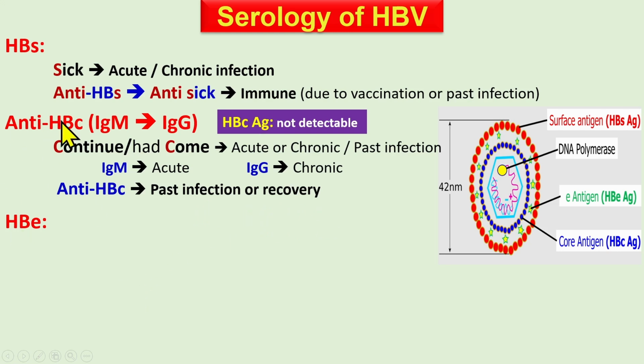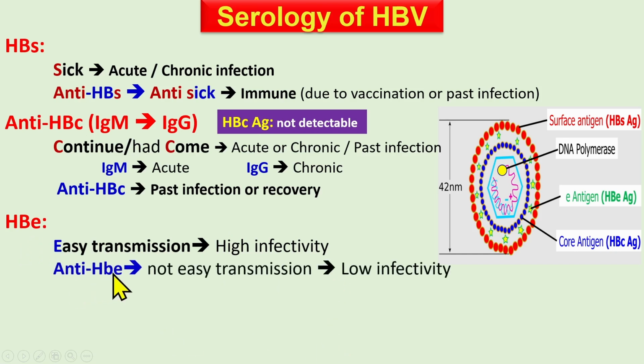So this is HBs, HBc, and the last one is HBe. For the mnemonic, E is easy transmission, meaning they show easy replication and high infectivity, since they are highly transmitted and easily replicating. So when HBe is positive, there is high infectivity. When anti-HBe is present, it is not easy transmission, so infectivity will be low.